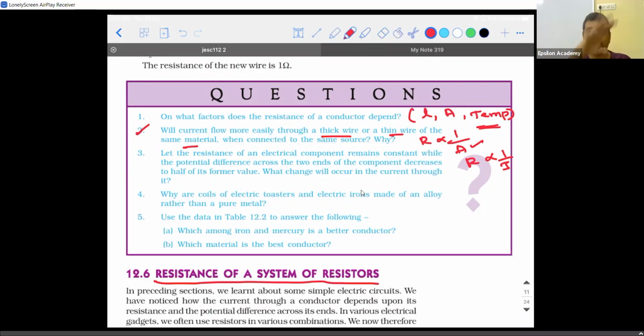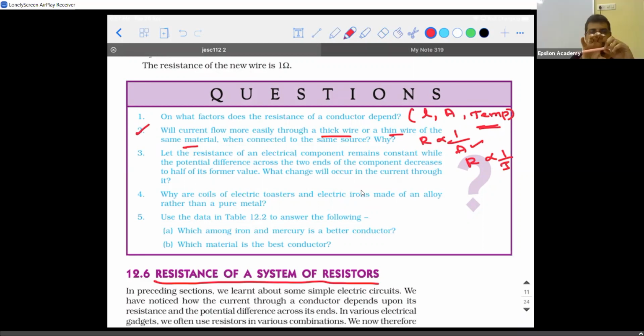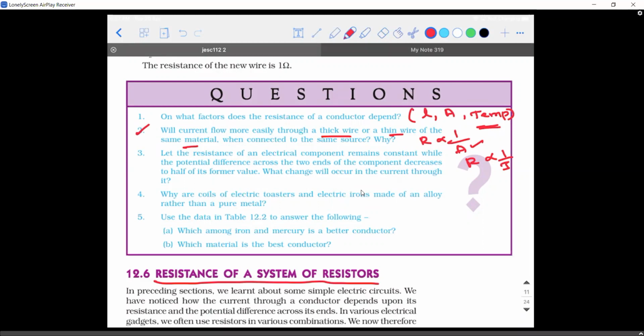If I give you a water tube, a thick water tube and a thin water tube, from which one can you find the rate to be more? In which one will you have more amount of water flowing? I give you a thick tube and I give you a thin water tube. You're allowing the water to flow through both. Which one will allow more amount of water to flow through it? Sir, the thick one, sir. Same logic.